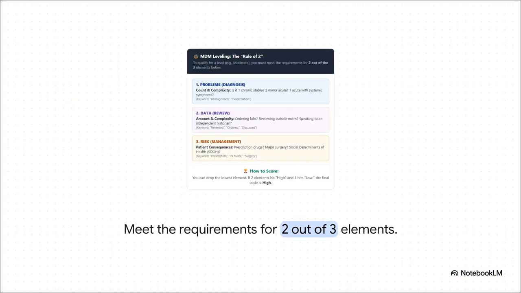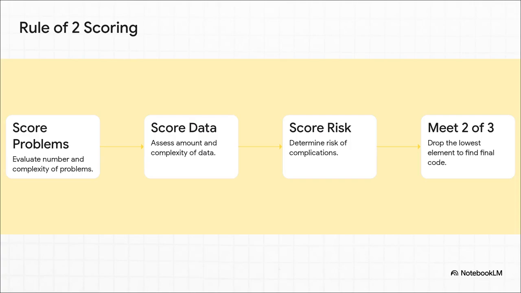So now that we have all 3 pieces out on the table, it's time for the reassembly phase. This is the absolute golden rule of MDM scoring right here. To qualify for a final EM code level, you only need to meet the requirements for 2 out of the 3 elements. That means you can literally drop your lowest score. Here is the step-by-step method to do this every single time without failing.